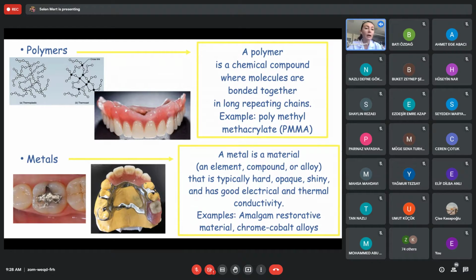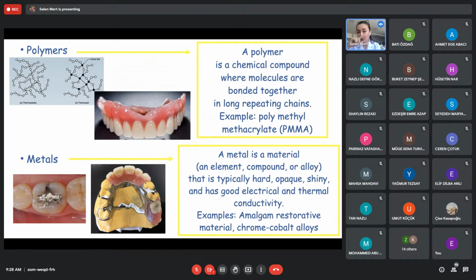As you can see in the left picture, the white dots, the white spheres, I can say, are monomers, and they bind together in long chains, and after a polymerization process, they form polymers. We can give an example of these polymer materials.